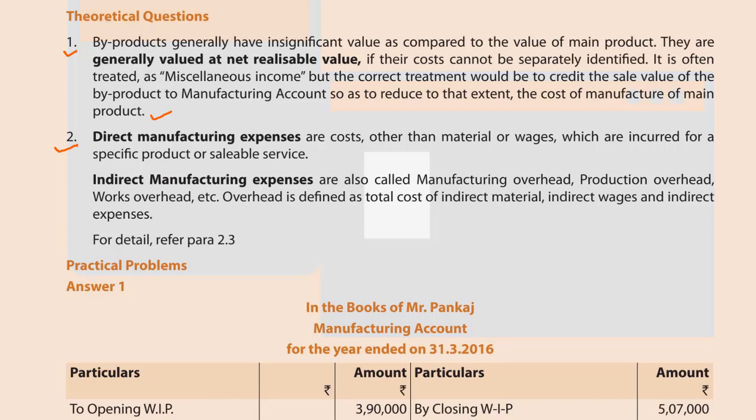B. Direct manufacturing expenses are costs other than material or wages which are incurred for a specific product or sellable services. Indirect manufacturing expenses are also called manufacturing overhead, production overhead, works overhead. Overhead is defined as total cost of indirect material, indirect wages, and indirect expenses.